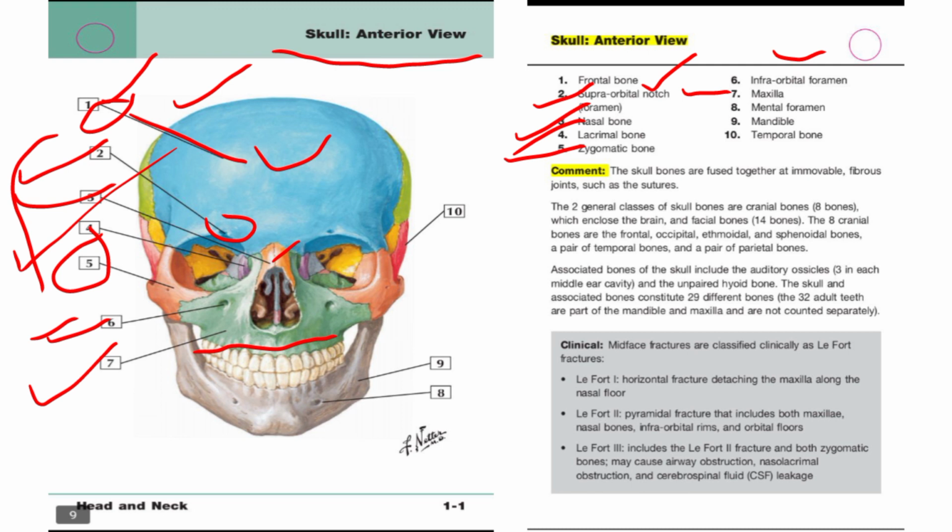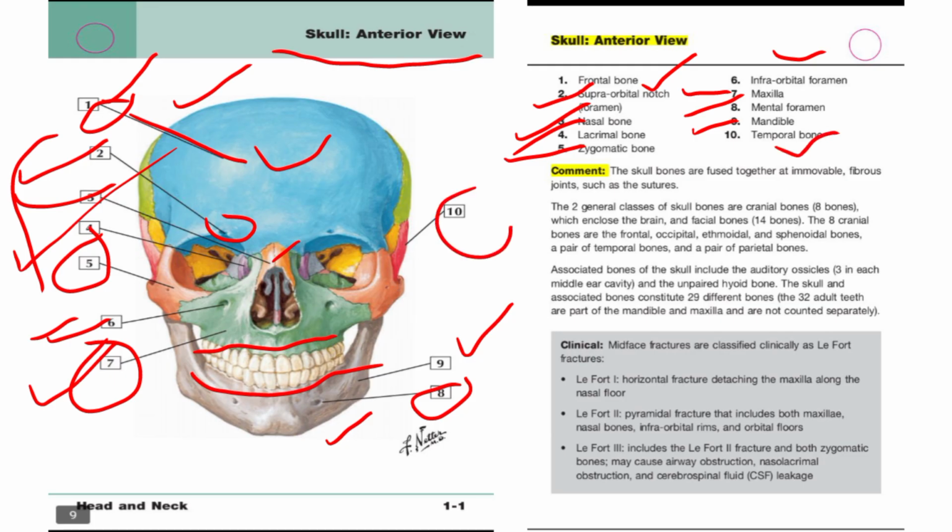The eighth label, where is 8? The eighth label is the mental foramen. Foramen means hole. This is the mental foramen. And the ninth label is the mandible. The seventh is the maxilla, and the ninth is the mandible, where the lower teeth attach. And the last, the 10th, which you can see in the red label, is the temporal bone. So we completed the skull anterior view and it's very easy.